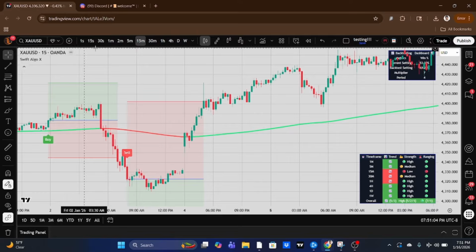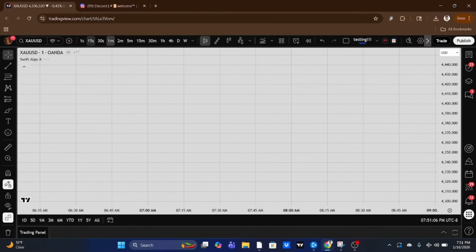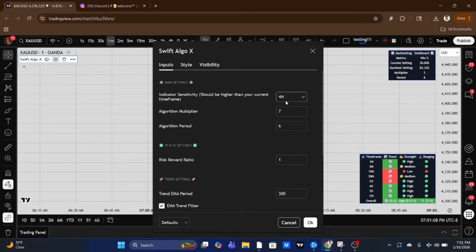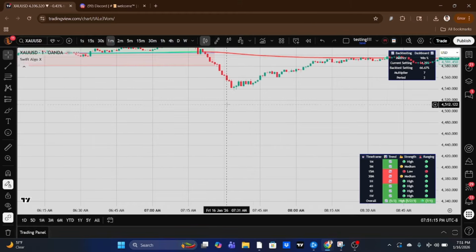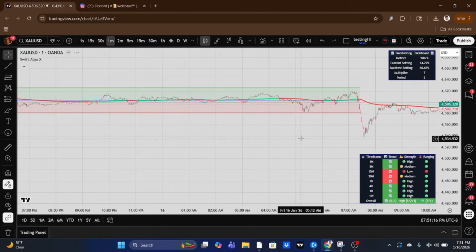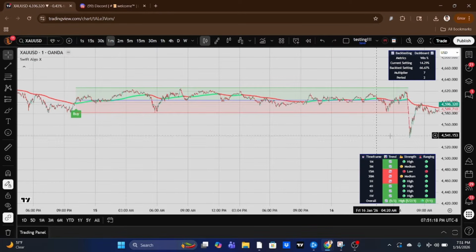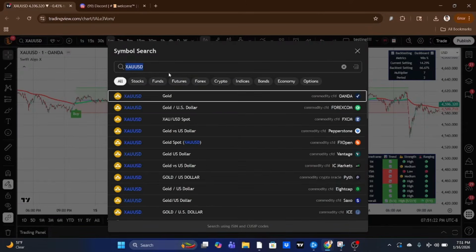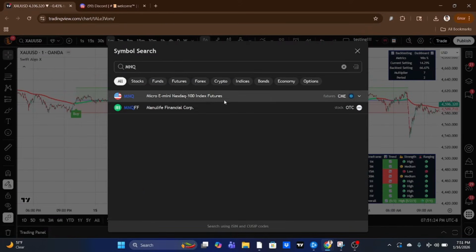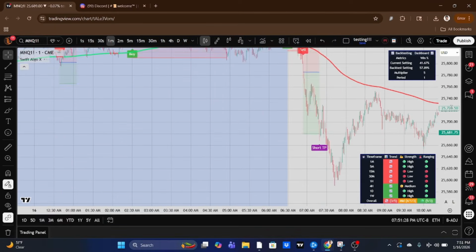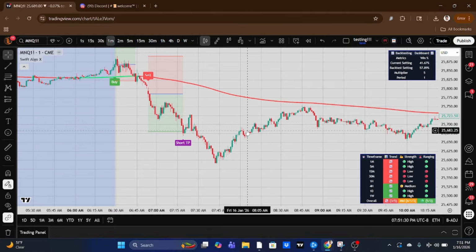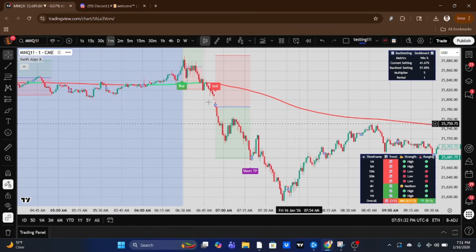So for gold, I recommend probably the 1 minute or 30 seconds, and probably 5 minutes for this one. But always test this on a demo account first. Don't risk everything on a live account, personal cash account, or funded account. You always want to test this using fake money first. But this does work on all markets though.